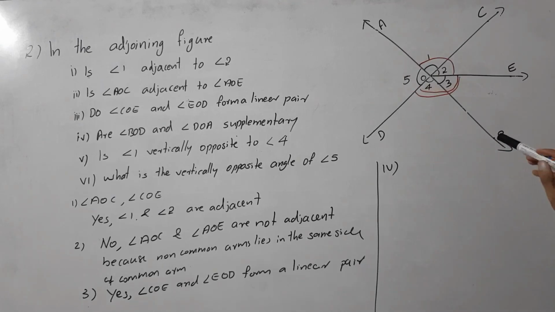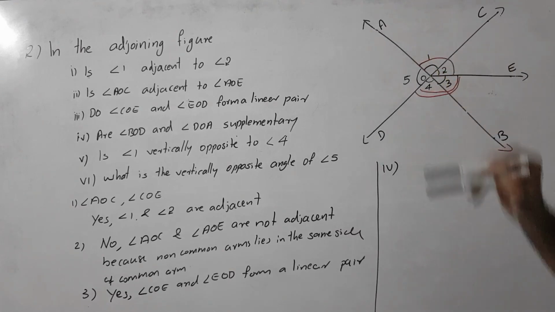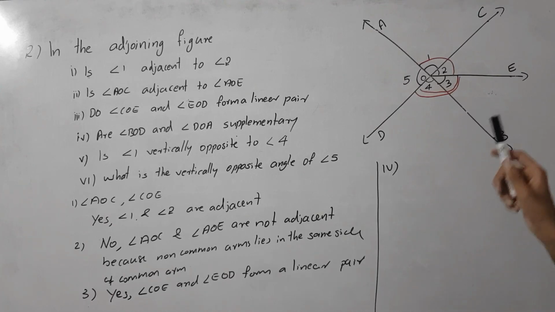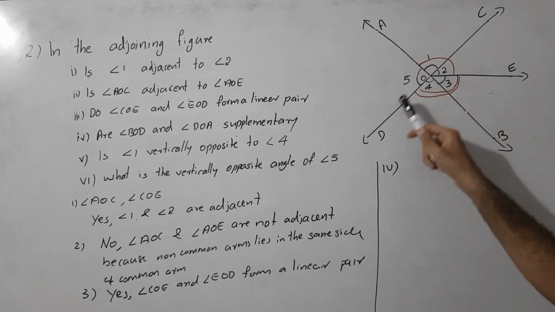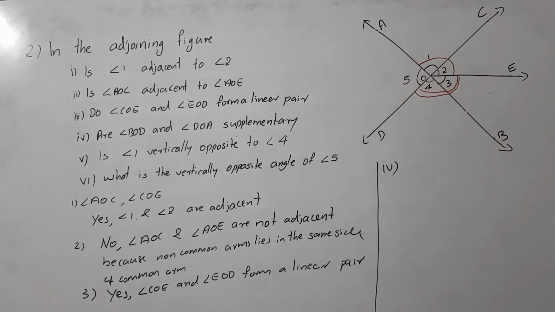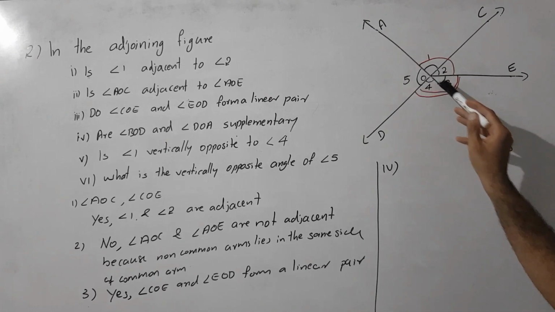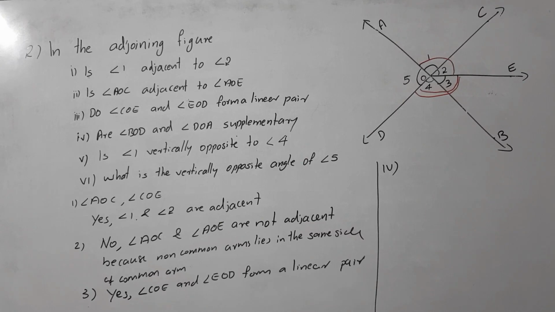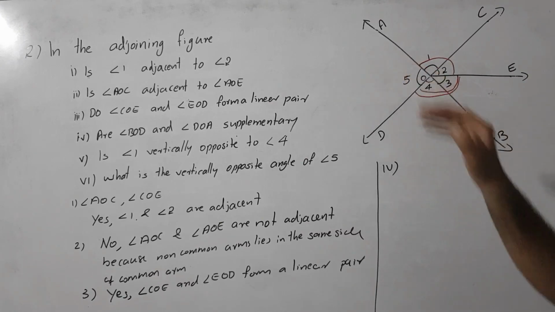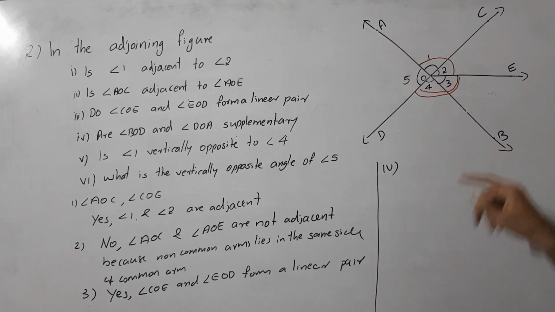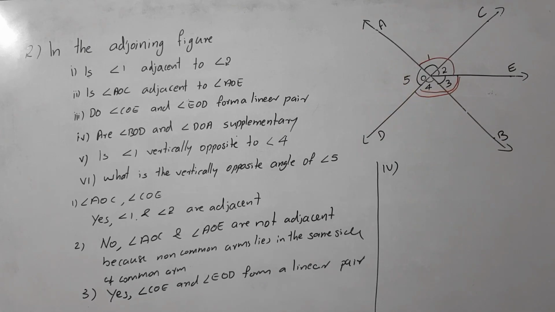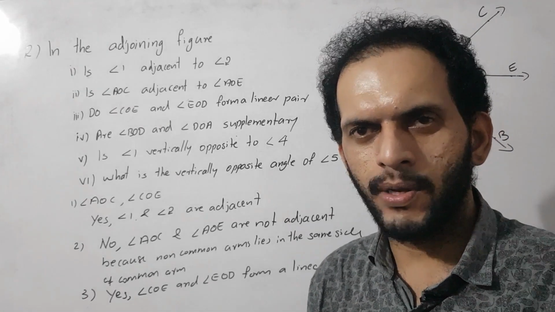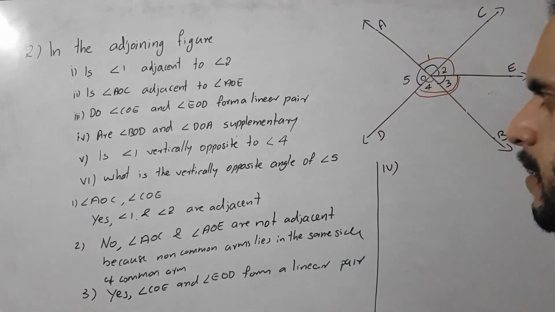What we are checking here is whether angle BOD and angle DOA are a linear pair. We check the angles BOD and DOA. What are the non-common arms? The non-common arms are OB and OA. Do they form a line? Yes, they form a line. The non-common arms form a line means these two angles are a linear pair. The linear pair angles are supplementary. We know that. Correct? So, what is the answer? Yes.